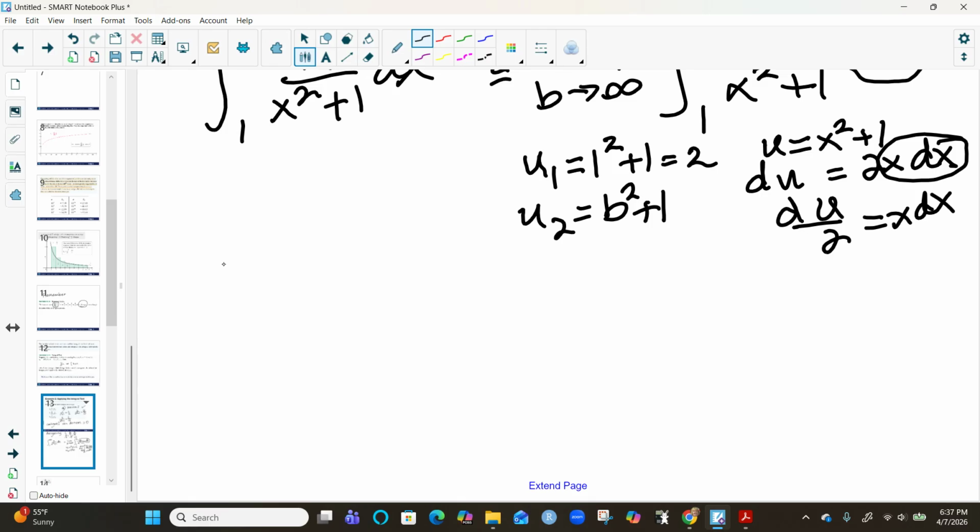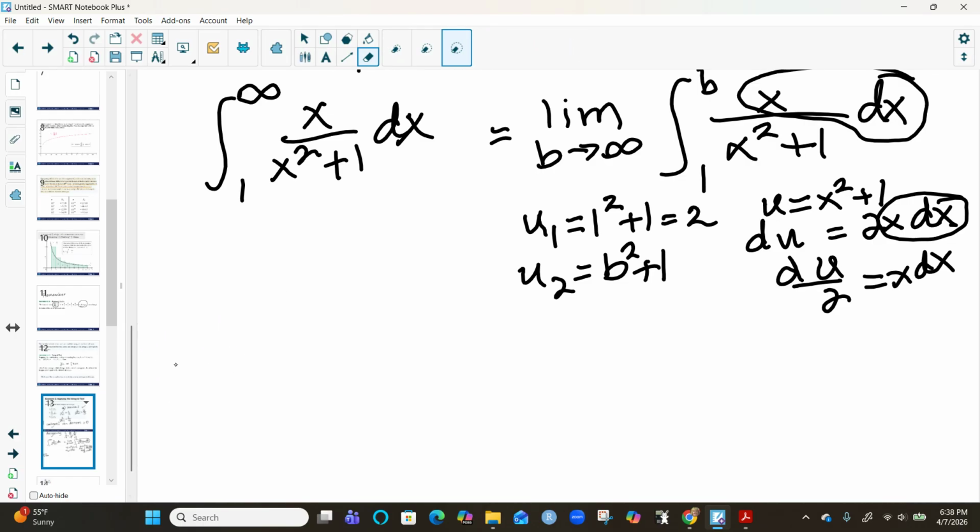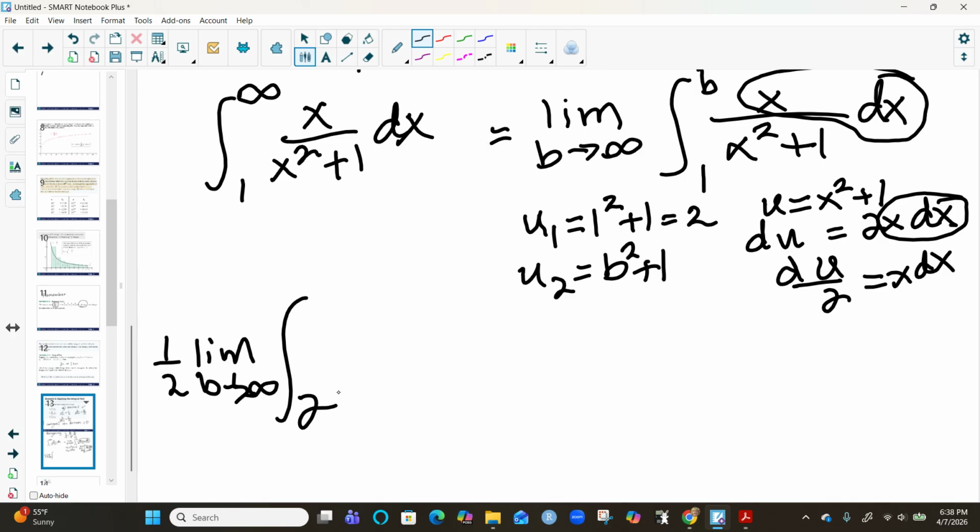So let's set up our integral. We'll have 2 to b squared plus 1. I got to write in my limit over here. And then I will have, where am I going to put the 1/2? Let me make some space for Mr. 1/2 there. I'm going to take that 1/2 all the way out. Then we will have 1 over u du.